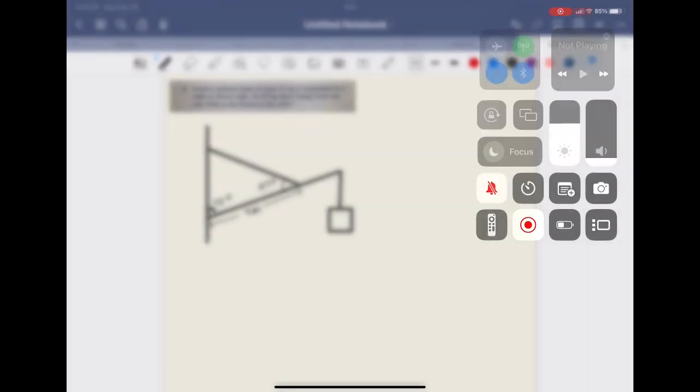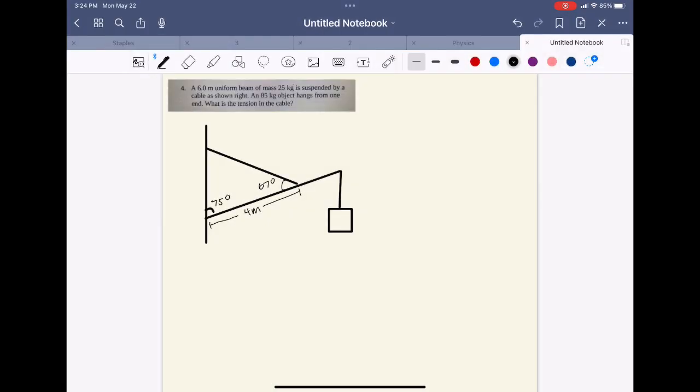Okay, so this video is going to be from the static equilibrium homework. It is problem number 4. It states that a 6-meter uniform beam of mass 25 kilograms is suspended by a cable and an 85 kilogram object hangs from the end. What is the value for tension?